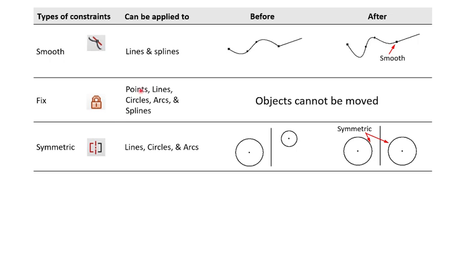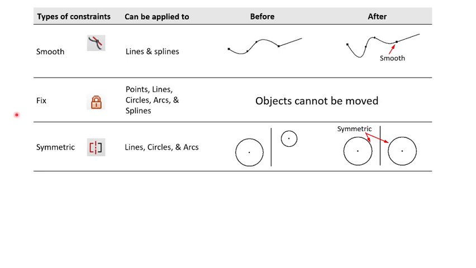Fixed, you can fix all these items so that they cannot move, and you cannot dimension it, you cannot put a constraint to it. Symmetric, you can use it on lines, circles, and arcs. For example, you want to make these two circles symmetric to each other, you can apply that.